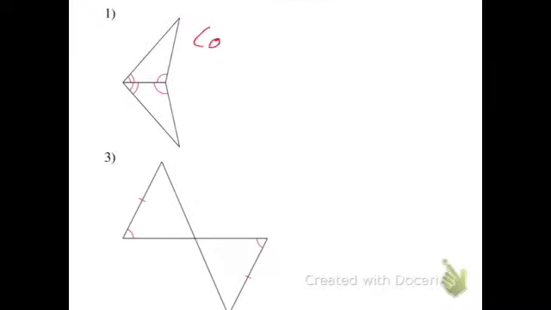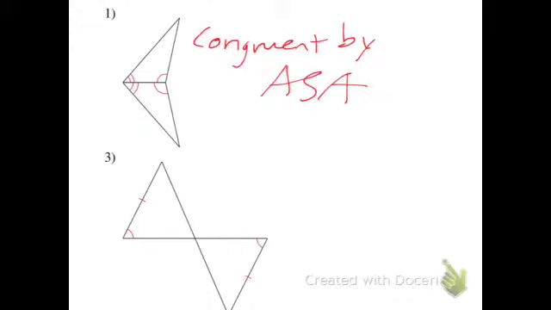they're congruent by angle, side, angle, and that comes from the order. So you have the angle, the side, and then the angle. It goes in that order, and so that's why we're using angle, side, angle.